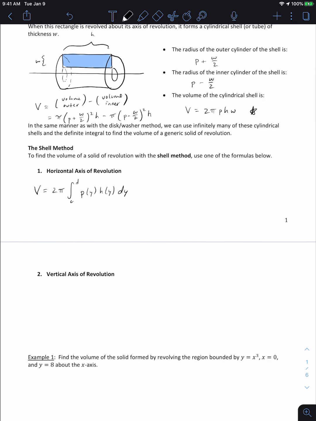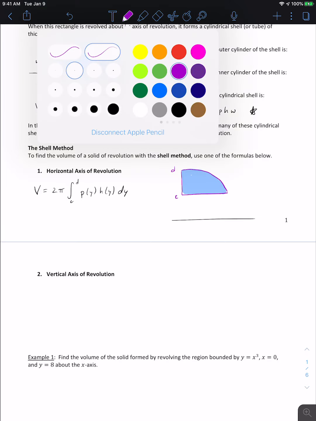So let's go ahead and draw my picture of what's going on here. So this is my horizontal axis of revolution, right? And then let's draw the shape that I'm going to revolve around the horizontal axis of revolution, right? My starting y value is going to be c. My ending y value is going to be d. So this is the area here that I'm going to revolve around my axis of revolution, right? You can imagine what that solid would be if I revolved this around our axis of revolution, right?